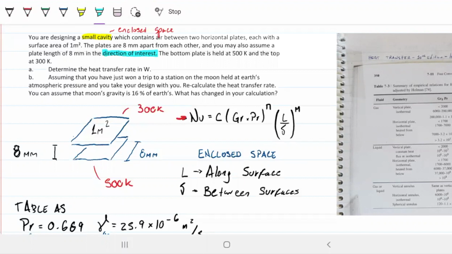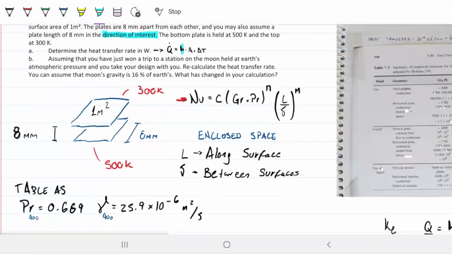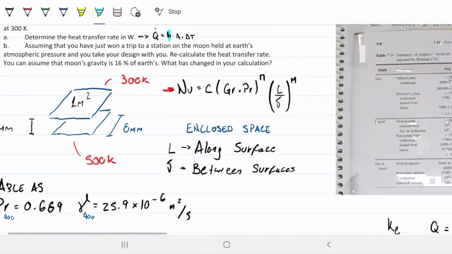The bottom plate is held at 500 and the top plate is 300 Kelvin. Determine the heat transfer in watts. So it wants us to determine Q, and we can do that by doing this. We need to find this to be able to do that. Part B is completely different, so let's wait for B later. Let's first find Q. So this is the situation we have.